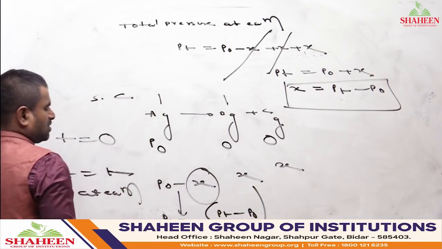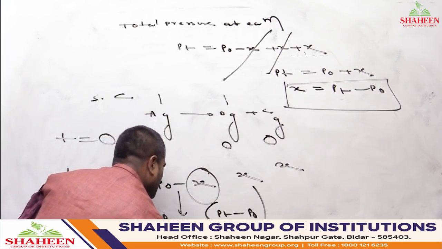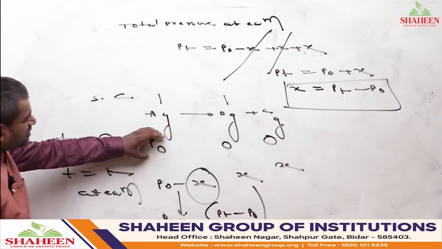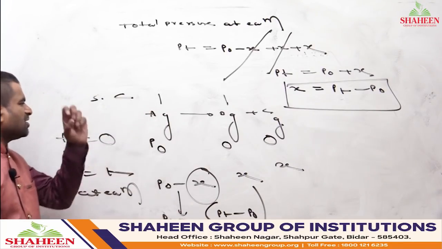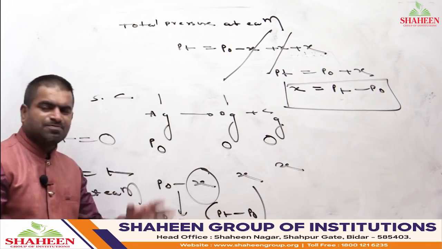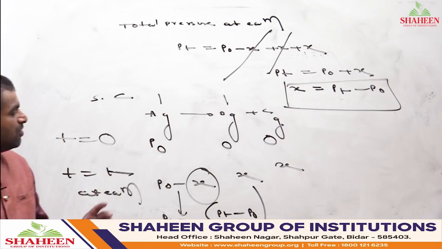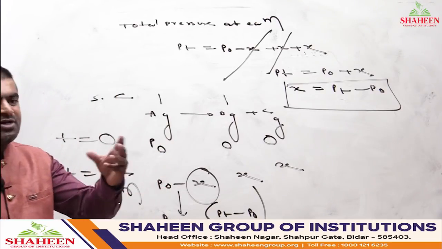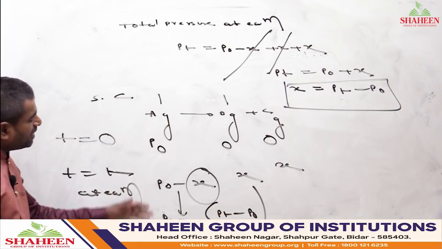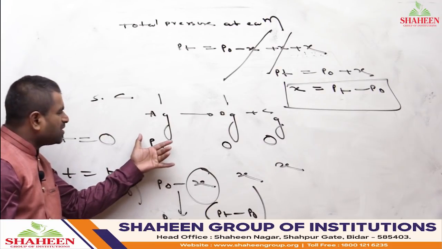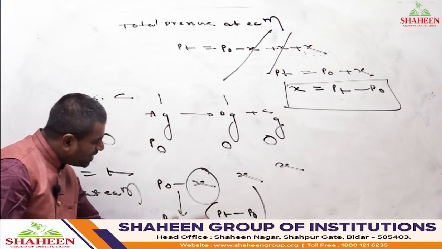Finally, minus into minus is plus, so this value will be 2 P naught minus P total. P naught is the initial partial pressure of the reactant at T is equal to 0 time. At T is equal to T time, the remaining partial pressure of the reactant is 2 P naught minus PT. We already computed that at T is equal to 0 time, the initial concentration of the reactant is C naught, and at T is equal to T time, the remaining concentration is Ct. That was in terms of concentration. Now I am taking it in terms of partial pressure: the initial partial pressure is P naught, and after T time, the remaining partial pressure is 2 P naught minus Pt.